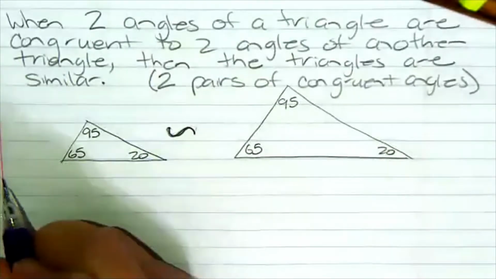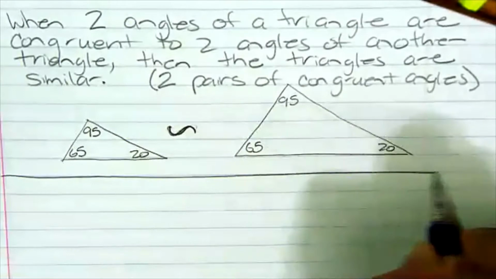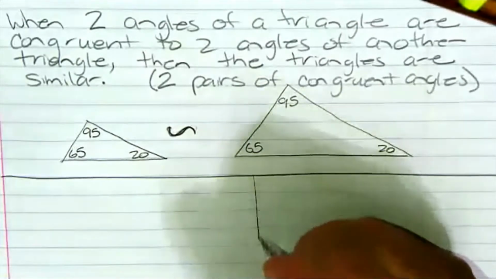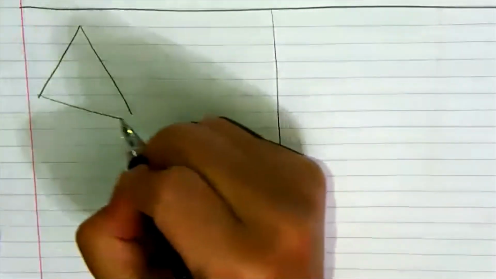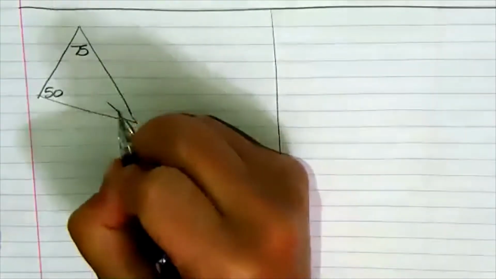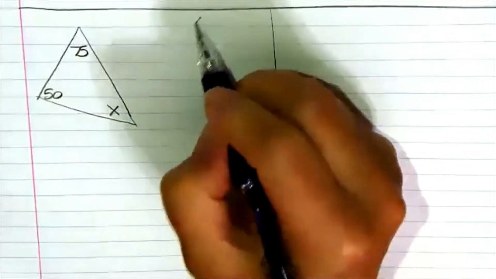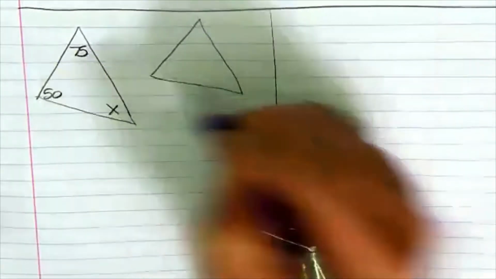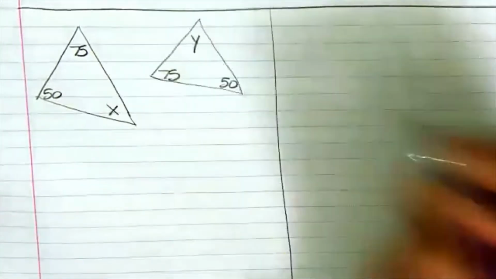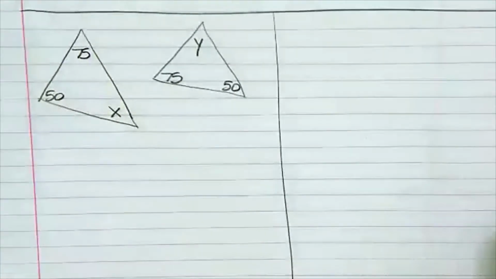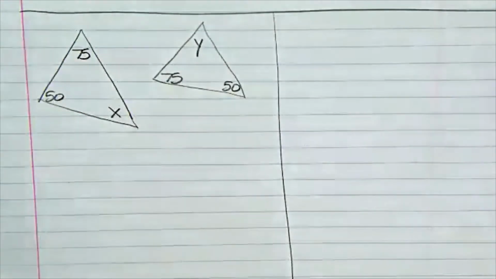So what does this have to do with math? How does this apply to today's lesson? Good question. Okay, the book's given us two triangles with the measures 50, 75, and x, and another triangle with the measures 75, 50, and y. And they want to know, are these triangles similar?